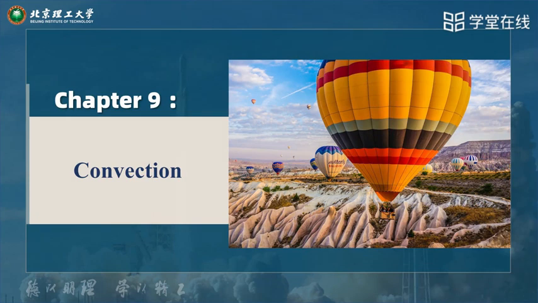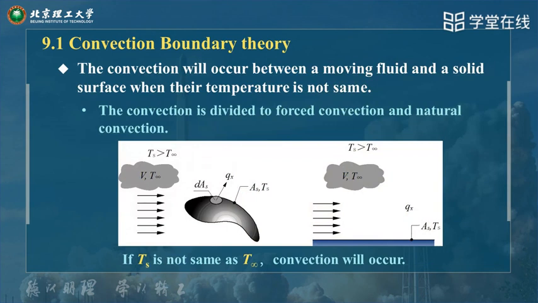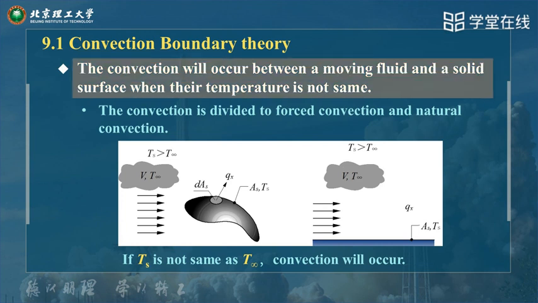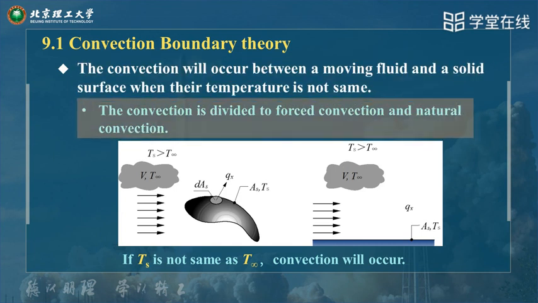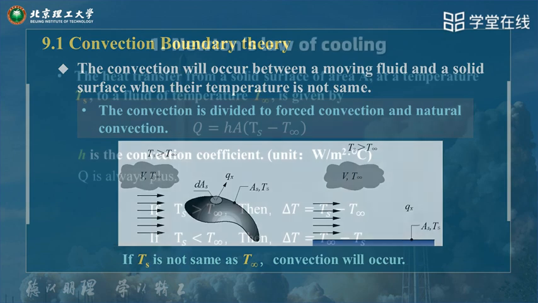In this class, we will study Chapter 9, Convection. Firstly, we will discuss convection boundary theory. As we know, convection will occur between a moving fluid and a solid surface when their temperature is not the same. Convection is divided into forced convection and natural convection.